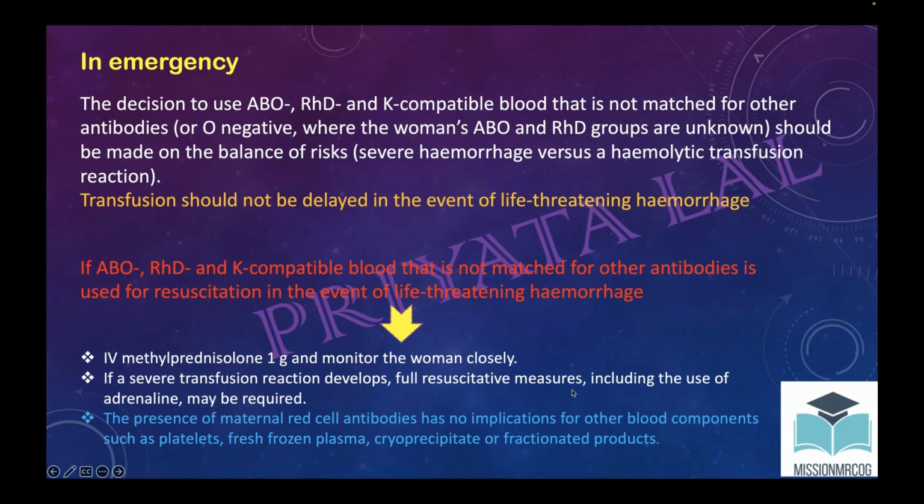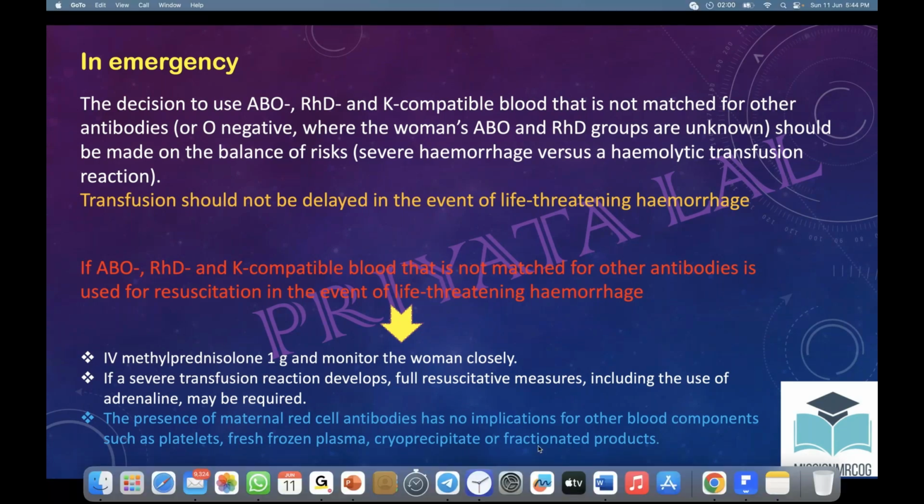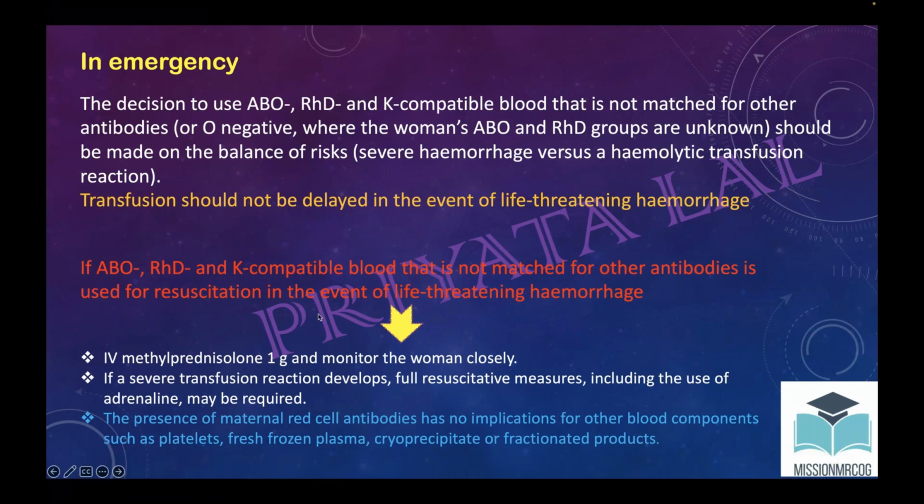And the presence of antibodies has no implication for other blood products such as platelets, FFP, cryoprecipitates, and fractionated blood products. So you may get a question from here that patient has been given unmatched blood, what should be done? So this would be the answer: methylprednisolone 1 gram and monitor closely. And if they say that patient develops some reaction, then your answer will be full resuscitative measures, including use of adrenaline. So this is again from the guideline, can come in the question, so you should know.